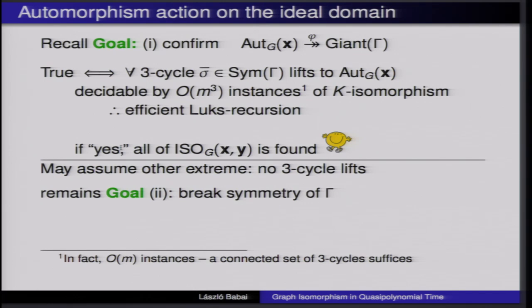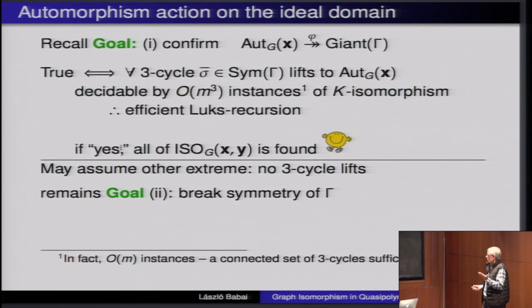So now, I am making a little jump here. The other extreme is if none of the 3-cycles lift, and the intermediate cases are of no concern. Basically, if I have the intermediate cases, I will have some chopping up. The goal is to chop up the domain gamma, and the intermediate cases allow me to chop it up. So essentially only the other extreme will be of concern, when no 3-cycle lifts. And then, of course, the first goal goes away, and the only thing that remains is that I want to break symmetry, the symmetry of gamma, under this assumption.